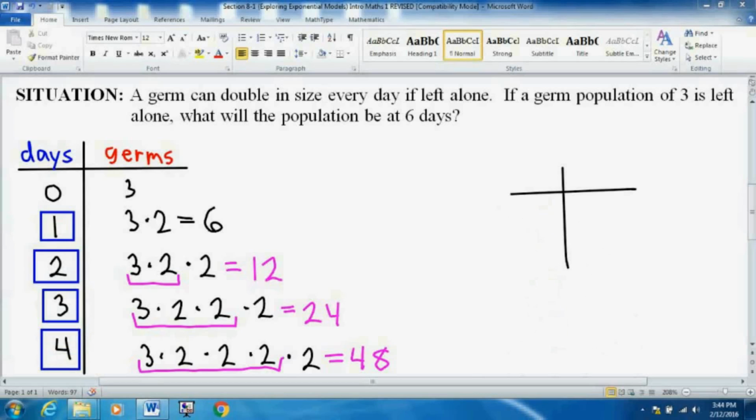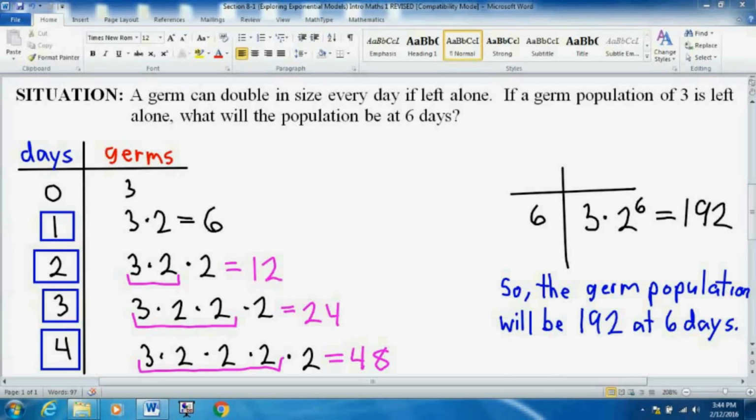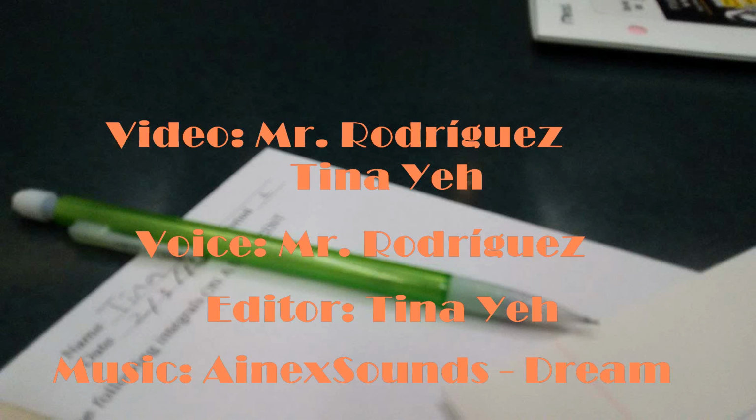Now that we have generalized a pattern, we can find the germ population at 6 days, and that is by multiplying 3 times 2 to the 6th power, which will give us a germ population of 192. So the germ population will be 192 at 6 days.